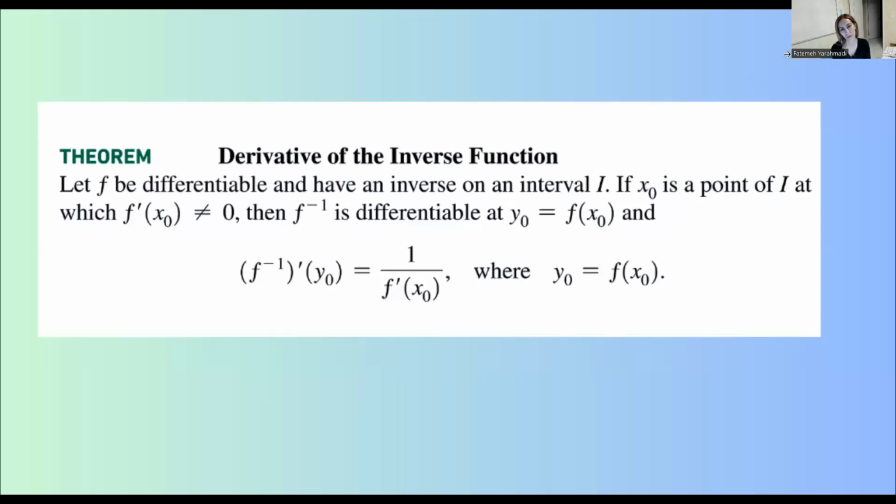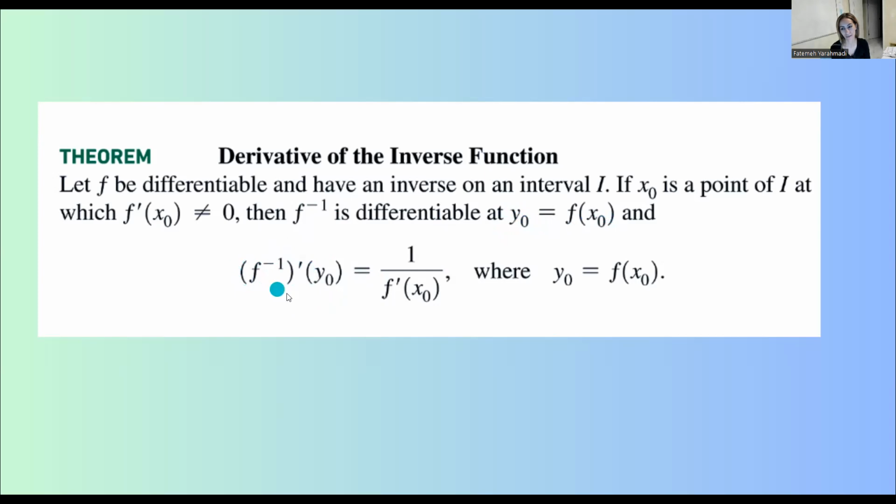We're going to use this amazing theorem to help us find the derivative of the inverse of a function without calculating the inverse of that function. So first of all, if you have a differentiable function and it has an inverse on an interval, remember that for the function to be one-to-one, or have an inverse, it must pass the horizontal line test. Suppose x sub 0 is a point in that interval, and suppose the derivative is non-zero at that specific value. Then the inverse of the function is also differentiable at y sub 0 equals f of x sub 0. And it's defined this way.